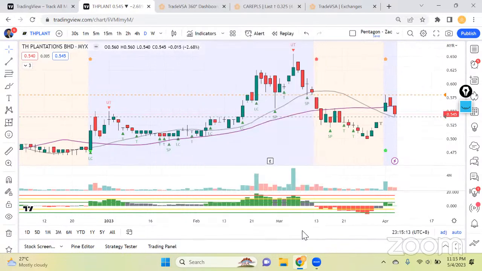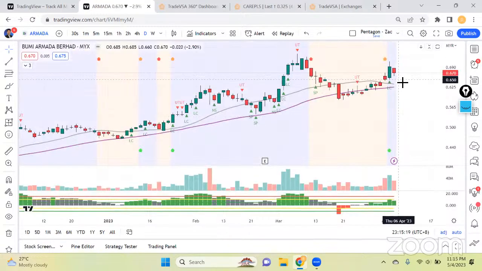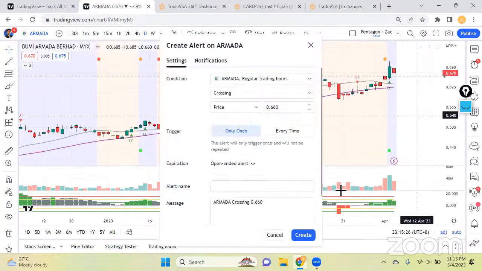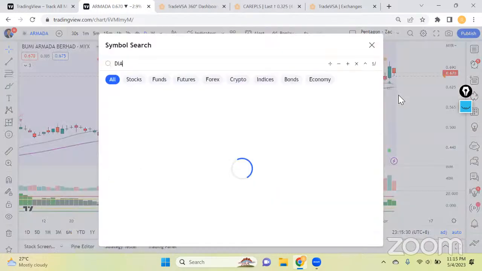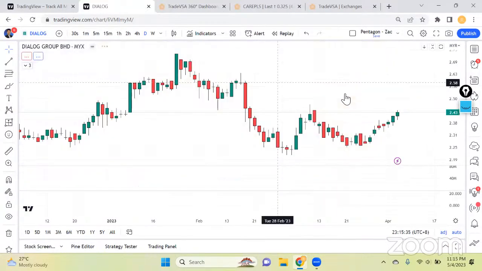The other one is the oil counters. Oil counters, I'm looking into Bumi Armada. So Bumi Armada, today I think I queued, but I didn't get the price. So I think tomorrow I'm going to try again. But today volume is still a bit high. Let's see how it goes tomorrow. The other one is Dialog. I think that also turns to green pentagons today. Let's check Dialog. But volume not so much.